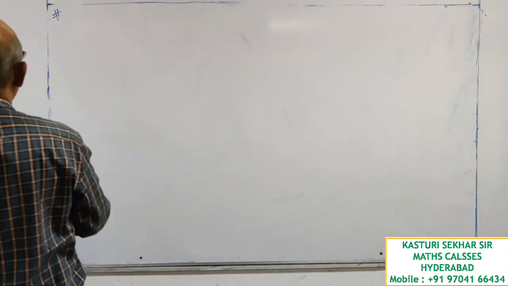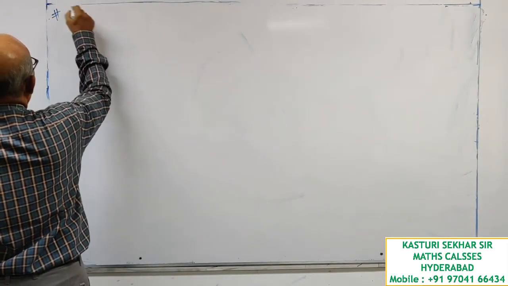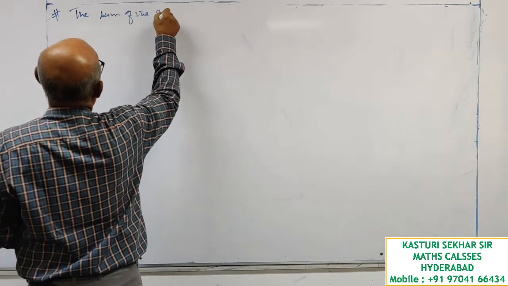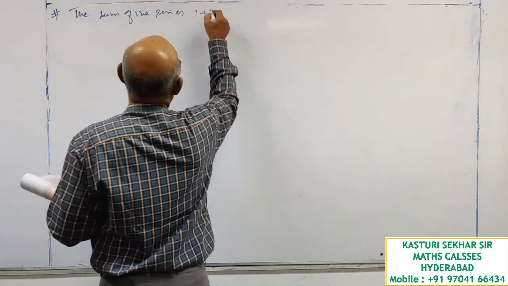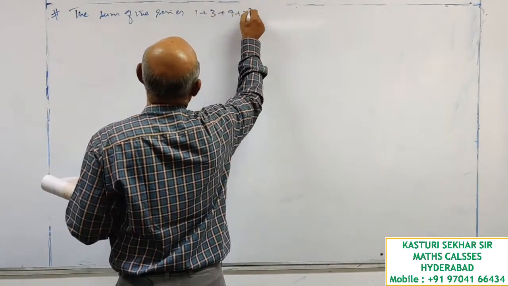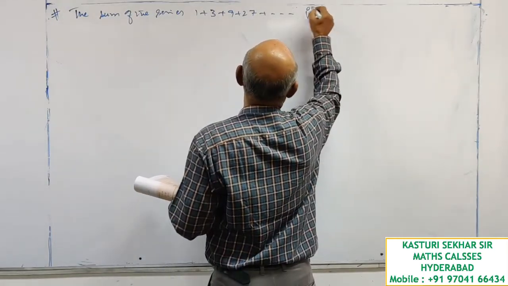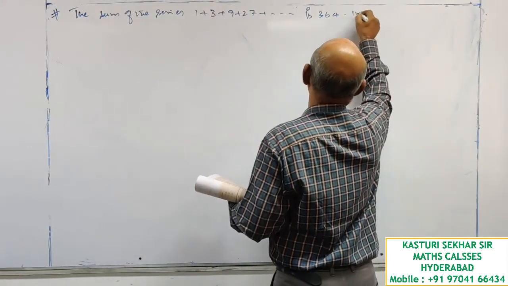Next, the sum of the series 1 plus 3 plus 9 plus 27 plus etc. is 364. The number of terms is?